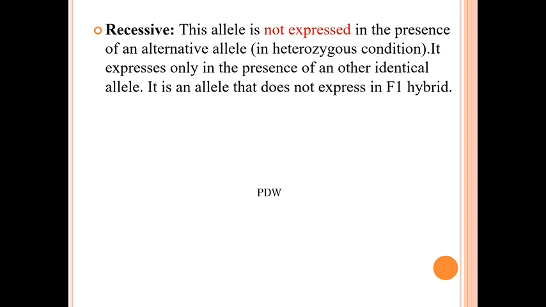Next is recessive. It is an allele which is not expressed in the presence of an alternative allele in heterozygous condition. It only expresses in homozygous condition. Or recessive, it is an allele that does not express in F1 hybrid.